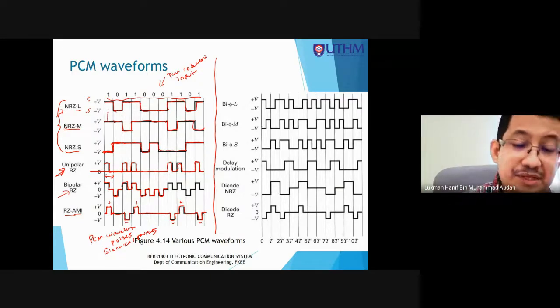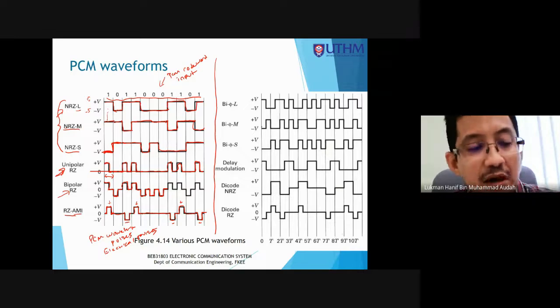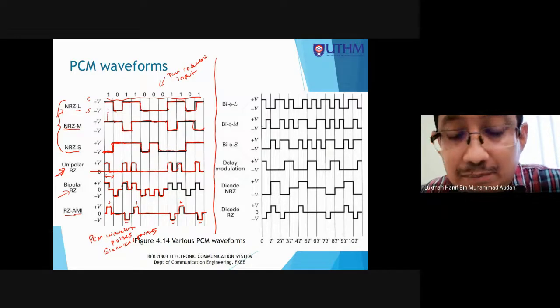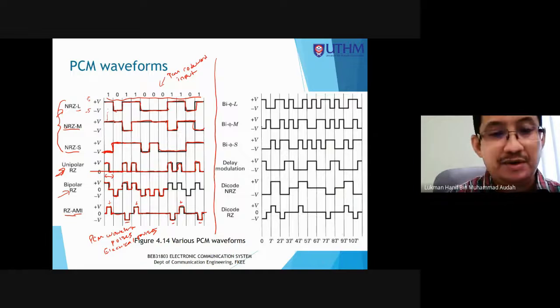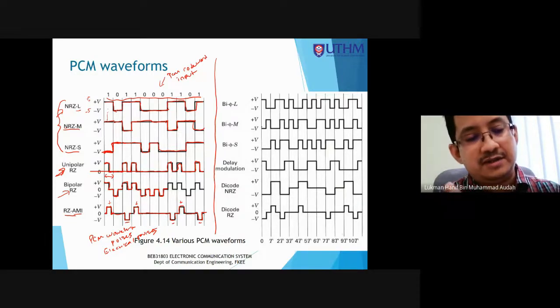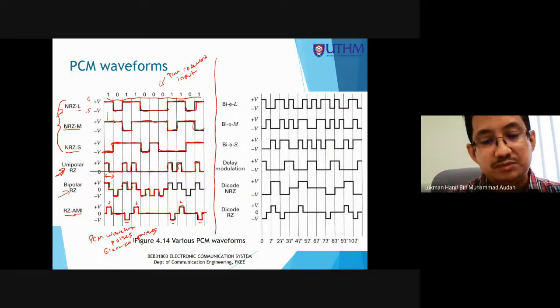Then we can transmit this into the medium. Barulah kita boleh hantar ke dalam medium. Nampak, kita dah tukar kepada code word, then we need to change it into pulses. Then we transmit through the medium.